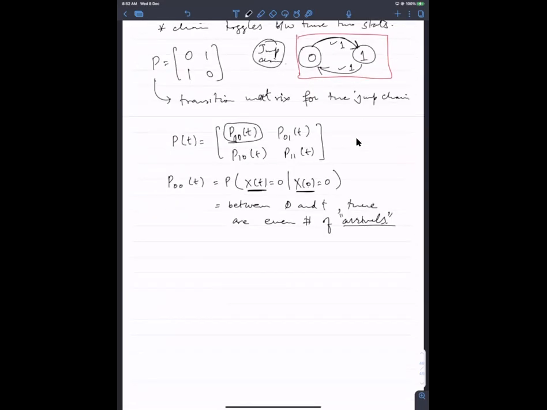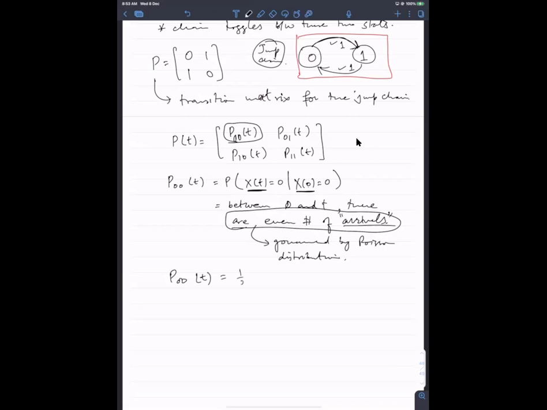So we can find the probability of an even number of arrivals governed by Poisson distribution. And you can write these probabilities, all of these probabilities, by using the Poisson probability formula, and you will see that this turns out to be equal to 1/2 plus 1/2 e to the minus 2 lambda t.